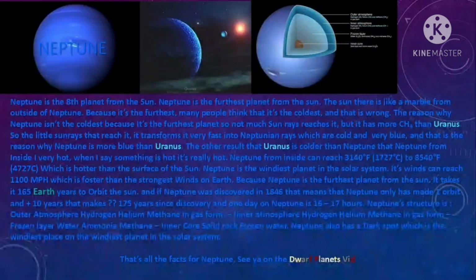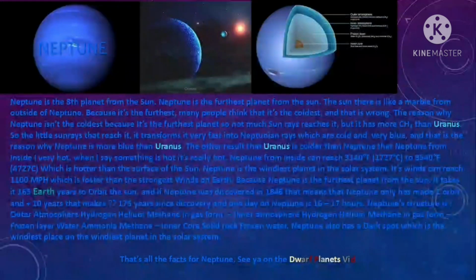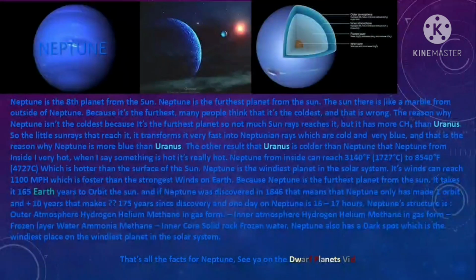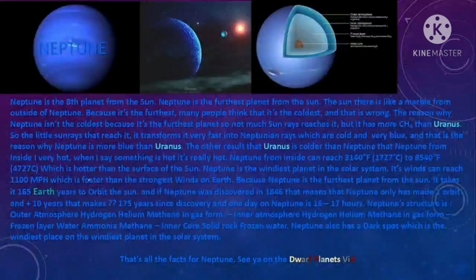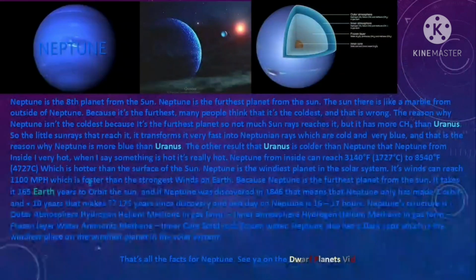Neptune is the windiest planet in the solar system. Its winds can reach 1,100 miles per hour, which is faster, sorry, I'll put another part here. Faster than the strongest winds on Earth.